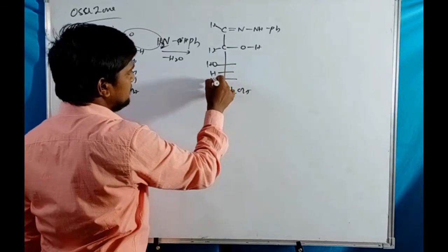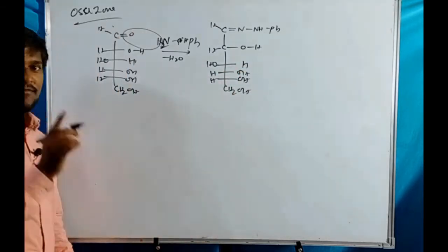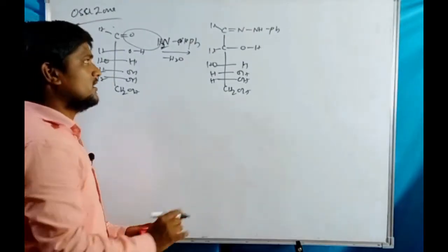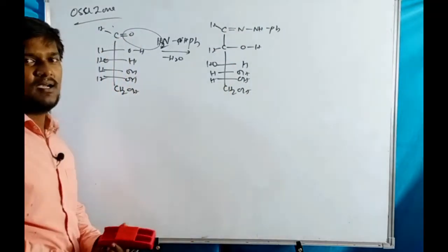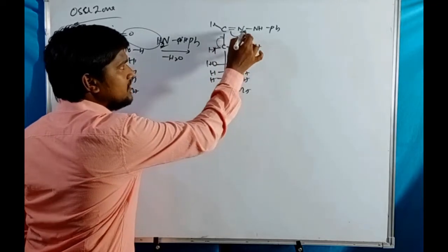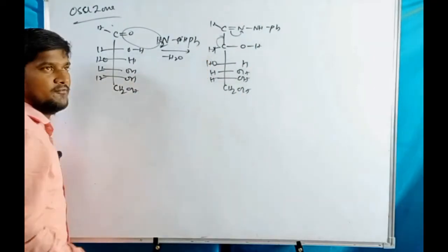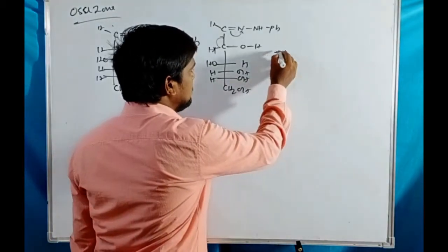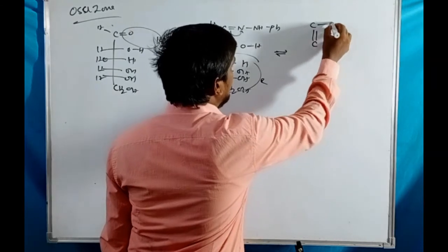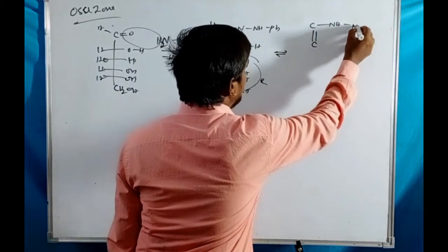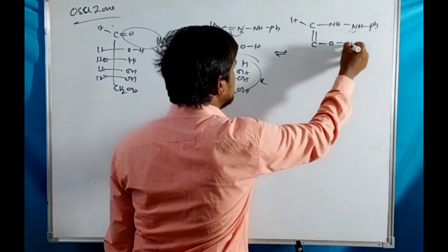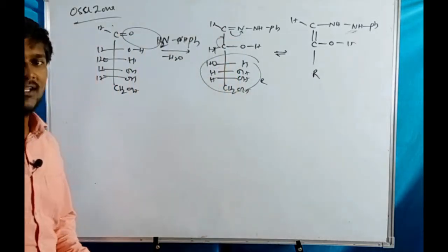This is the same molecule. The first mole of phenylhydrazine converts the glucose into the corresponding imine, C double bond N. Now this undergoes isomerization. The nitrogen negative charge will abstract the proton from CH, and it converts into this type of isomer. Now the bottom part will be assumed as R. So here C double bond C, nitrogen having hydrogen and phenyl, and OH. The bottom part is assumed as R.